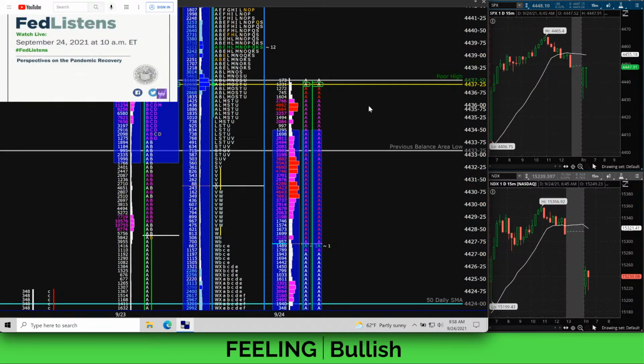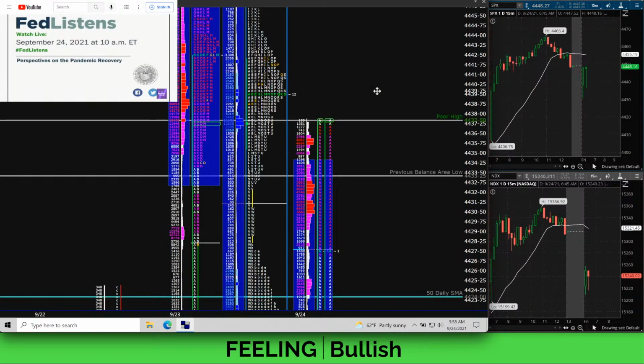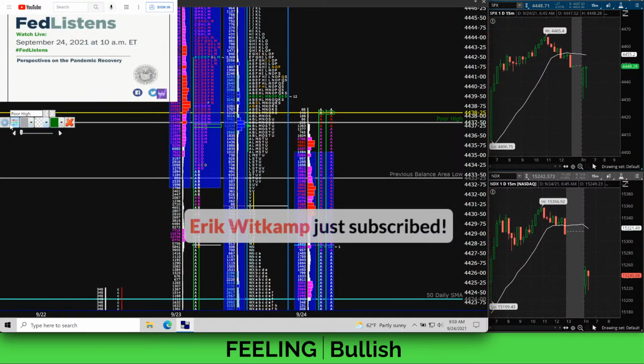Okay, speaking of happening in real time, market's repairing its first little poor high here. Ba-boom.